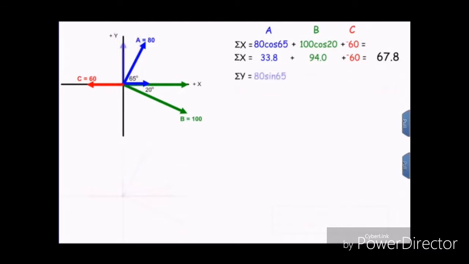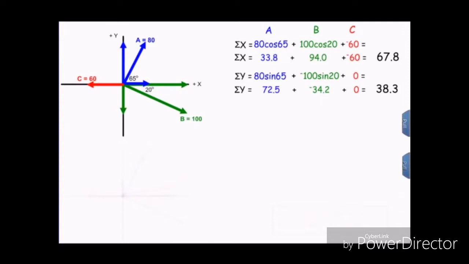The y component of vector B is in negative direction, so that has to be subtracted. So it's a negative of 100 sine 20. Vector C does not have a y component at all, so that is 0. We put these values in the calculator and we come up with 72.5 plus negative 34.2 plus 0 is 38.3.